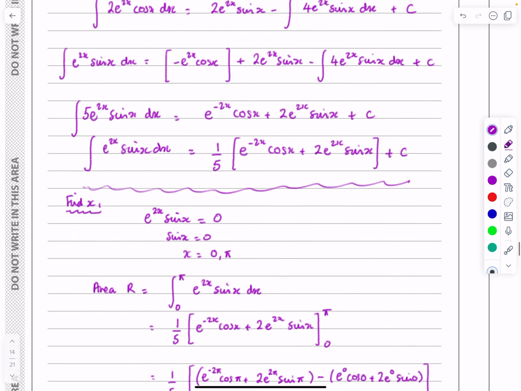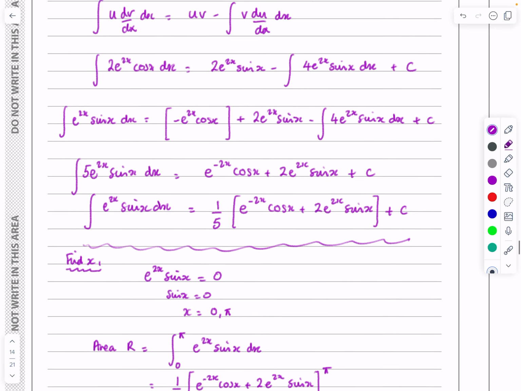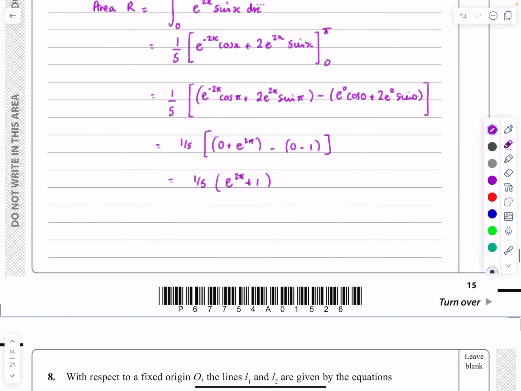Let's just go back and see, what does it say about the answer? Oh, perfect, okay. It said show it's equal to that. I thought it might have said give it as an exact answer or anything else like that, but that's exactly what we've got there. I suppose we could write it as e to the 2 pi plus 1 over 5.